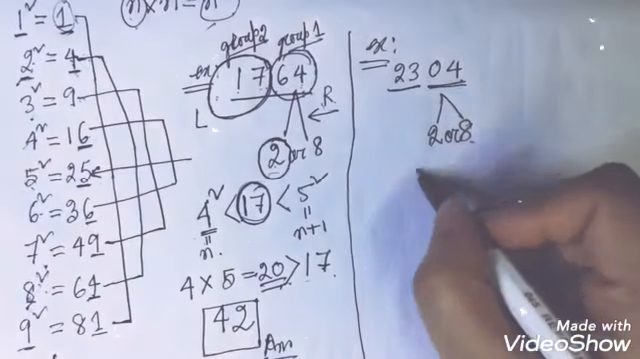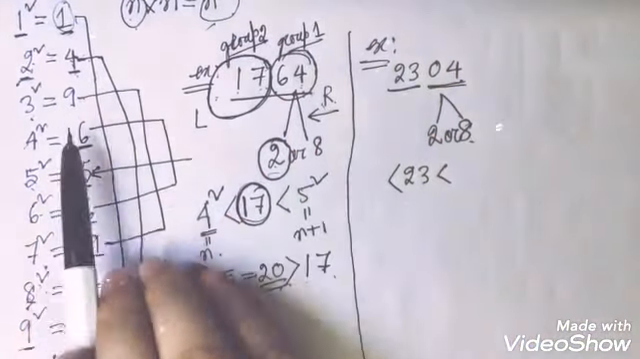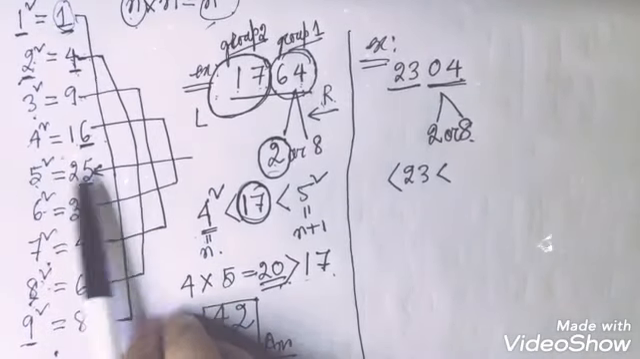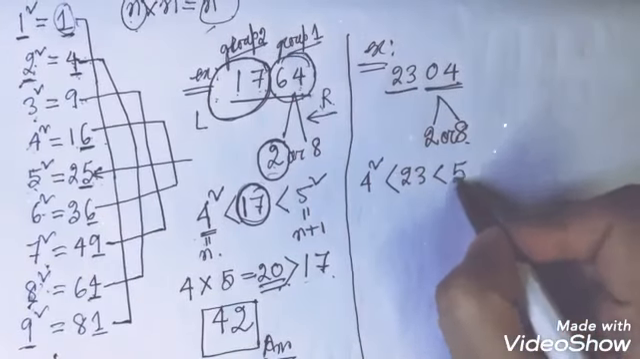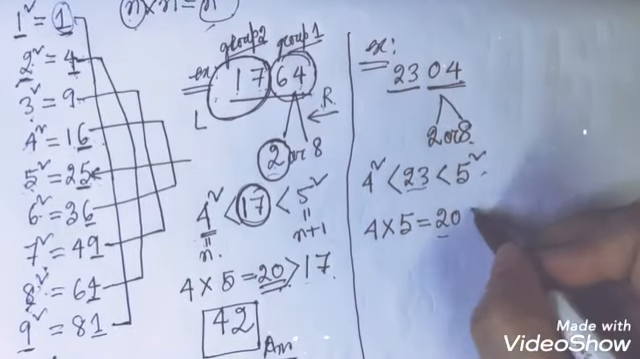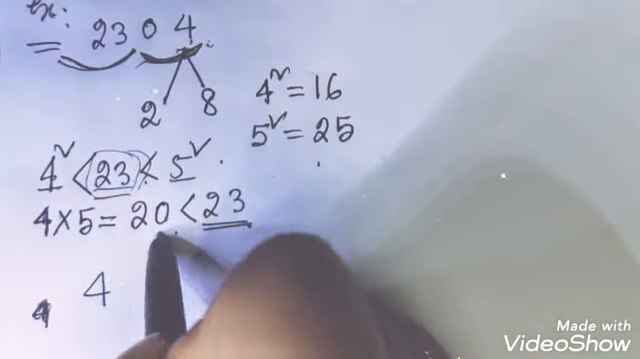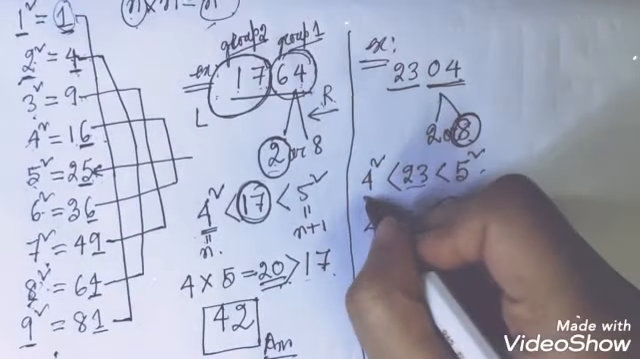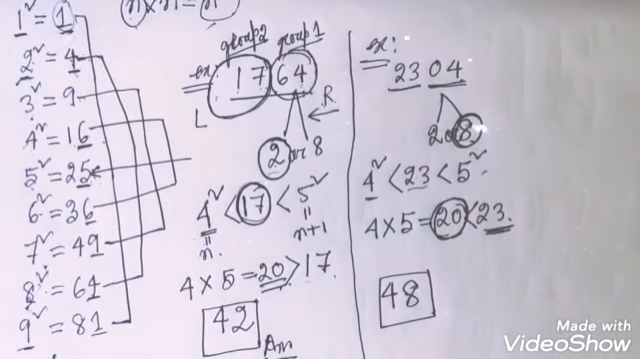Now we will check 23 lies between which two consecutive squares. See here, 4 square is equal to 16 and 5 square is equal to 25, and 23 lies between 4 square and 5 square again. Now we will multiply 4 and 5 and the result is 20. 23 is greater than 20. Whenever this number is greater than this number, we will take the larger one. That is 8. Firstly, we got 4 and we will take the larger number, that is 8. The result is 48.